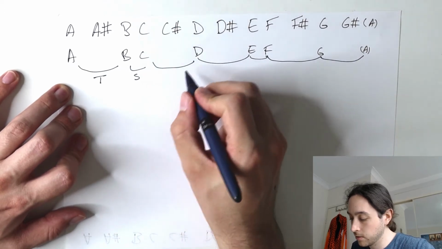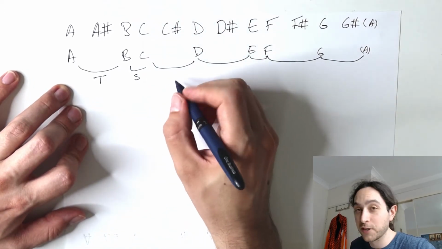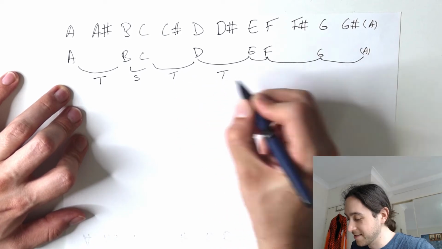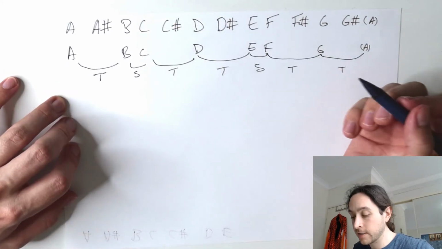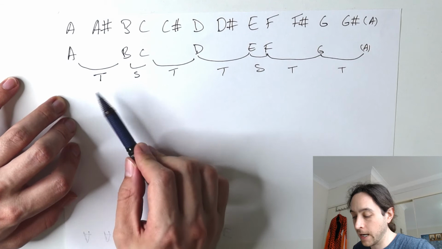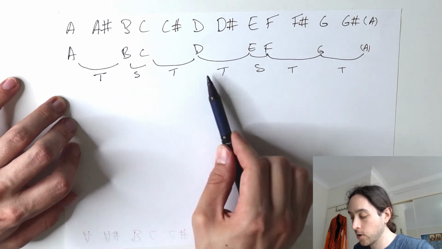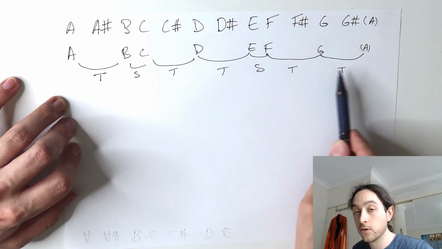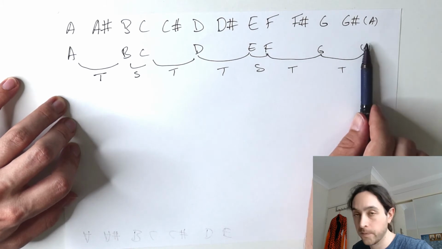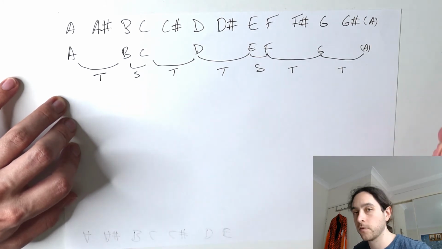Okay, so I'm going to fill it out because I don't know if you've got these answers right, but here's the answers. We've got the A minor scale, and we now know that the pattern is tone, semitone, tone, tone, semitone, tone, tone. Okay, and that brings us back to home. Okay, and then we repeat that over and over and over again.